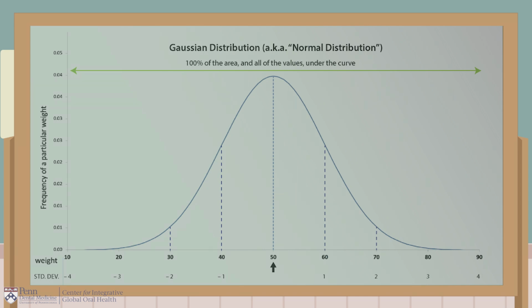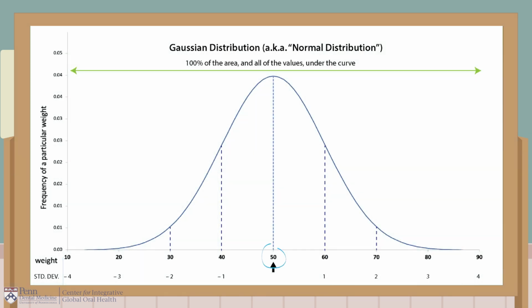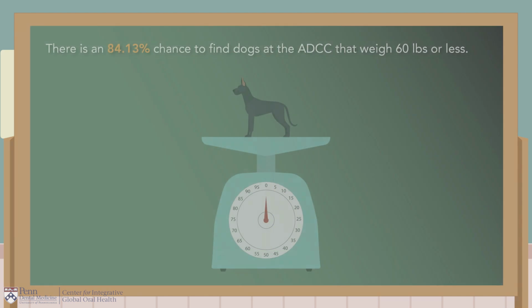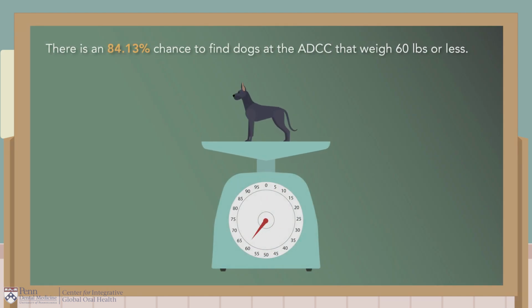Hans, I know you don't like math and formulas, but let me give you an example. Let's say that the mean weight of the dogs in my sample is 50 pounds, and one standard deviation is 10 pounds. If you look here, you can appreciate that 34.13% of all dogs can be found between the mean and one standard deviation above the mean. You also know that 50% of all dogs weigh less than the mean, 50 pounds. Thus, 84.13%, 50% plus 34.13%, of all dogs weigh less than 60 pounds. In other words, there is an 84.13% chance to find dogs at the ADCC that weigh 60 pounds or less.